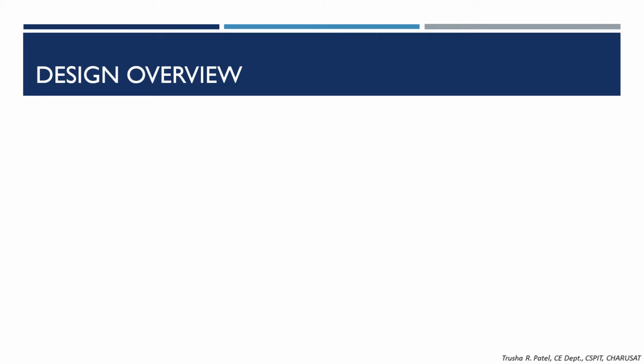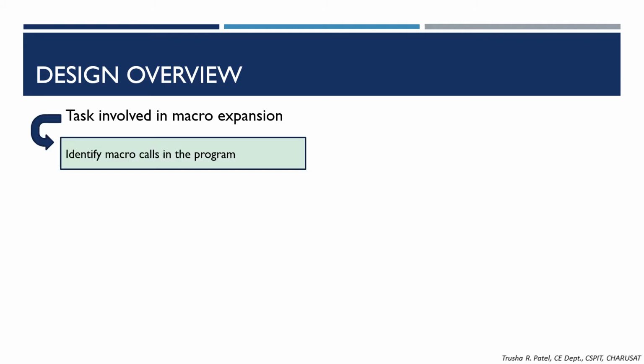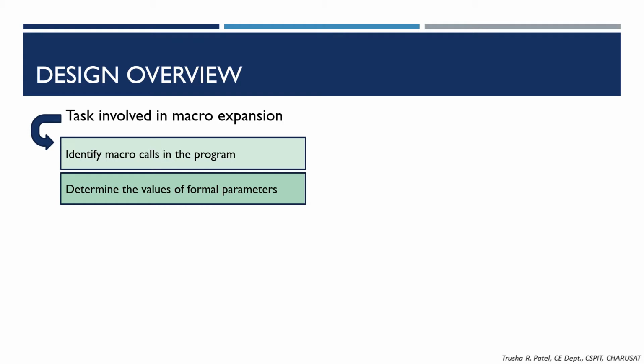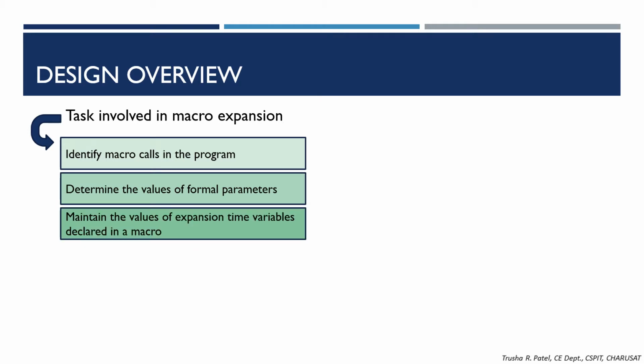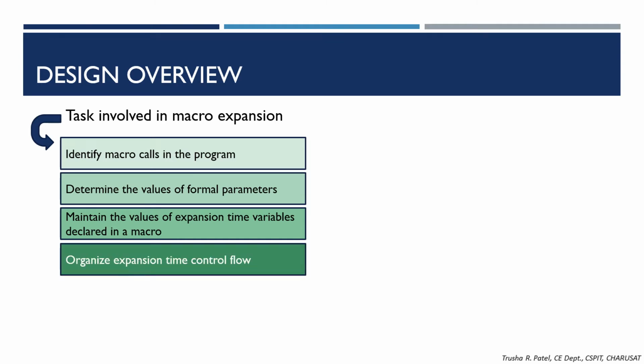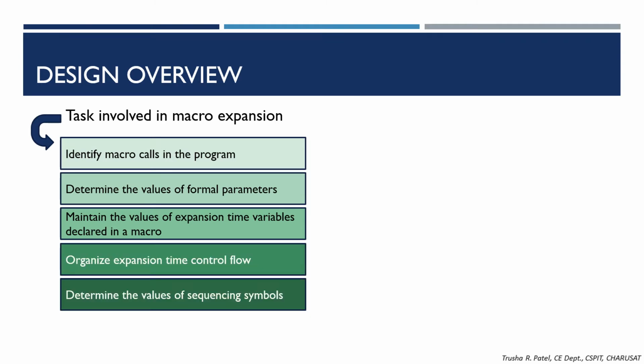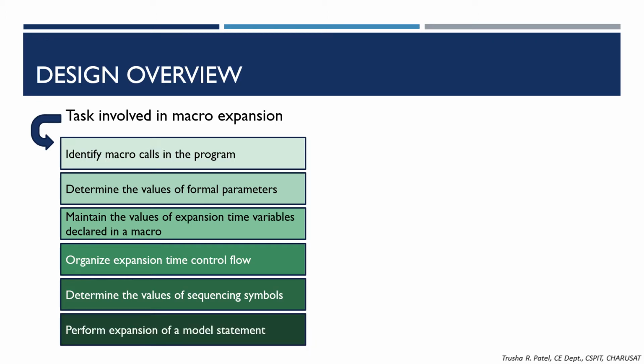Now, the design overview of the macro preprocessor. The tasks involved in the macro expansion are identifying the macro call in the program, then determine the value of the formal parameter, then maintain the value of expansion time variable declared in the macro, then organize the expansion time control flow, and determine the value of sequential symbols. Next is perform expansion of the model statement.